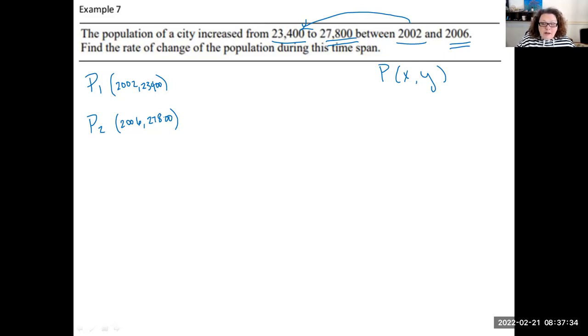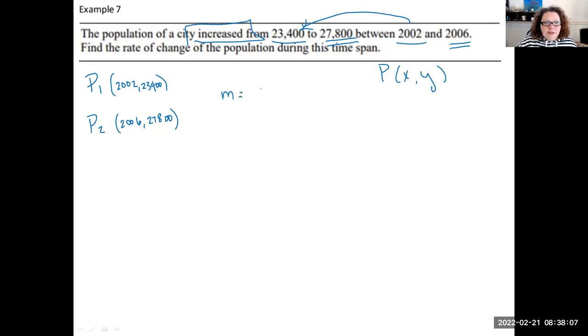And they're already telling us it increased. So a little tip, if it increased, that means our rate of change will be positive. If you get a rate of change that is not positive, it is wrong. That should be a huge red flag for you. If you see that the population is increasing and you get a negative slope, a negative rate of change, it's wrong. Okay, so let's plug it into our formula now.